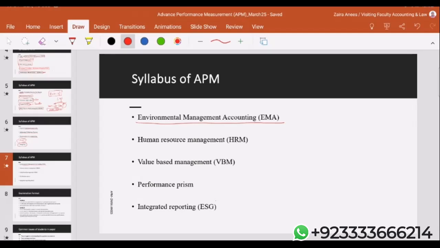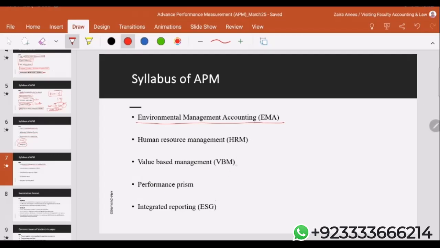Like for example, by including some ethical issues, by including some quality issues, or maybe putting some numbers in it. There are quite possible chances that the examiner will ask you a 25 marks complete question from EMA. This can also be part of Section A.